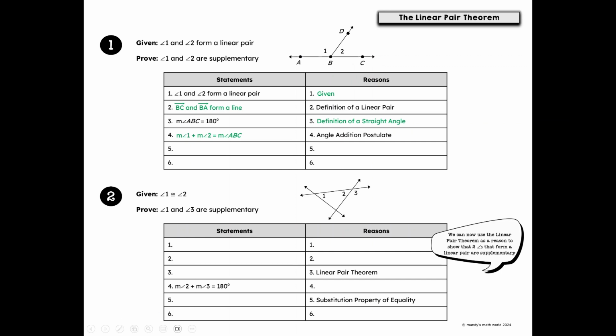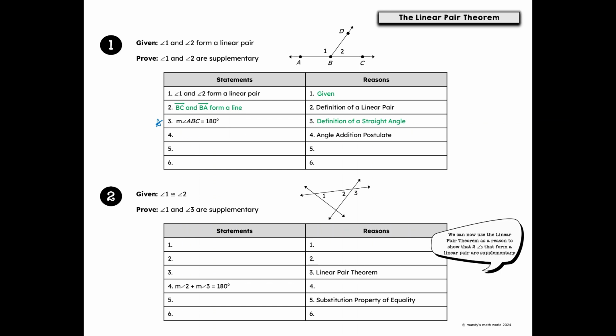So I'm going to use blue again. Ray BC and ray BA form a line. That's the definition of a linear pair. Now, the fact, statement number 3, says the measure of angle ABC is 180 degrees. We can visually see this is a line, right? Ray BC and ray BA form a line. So that's a linear pair.